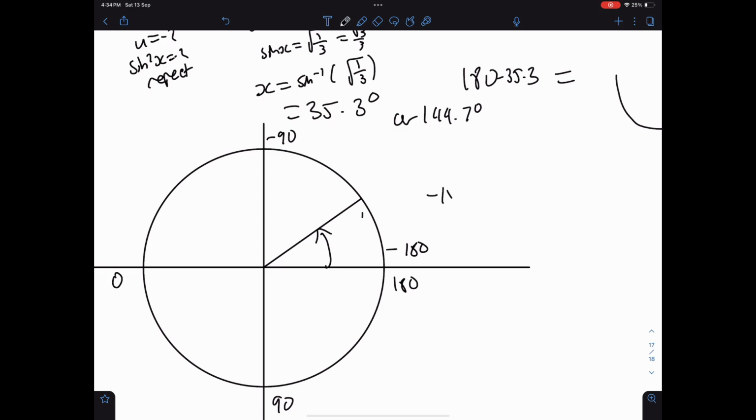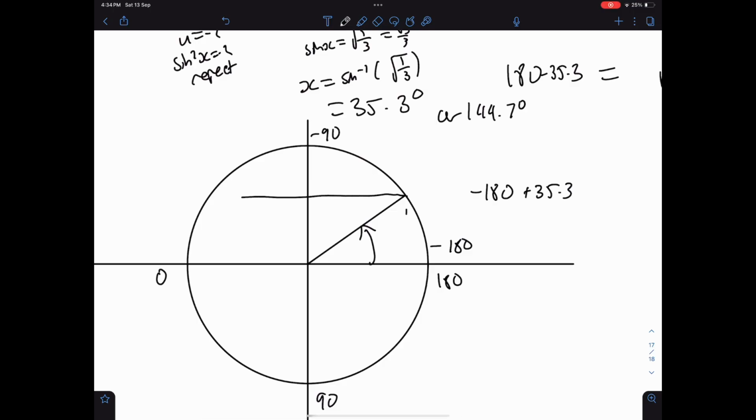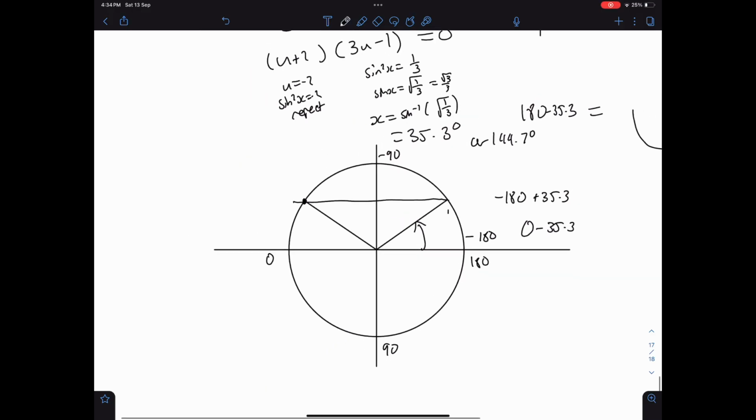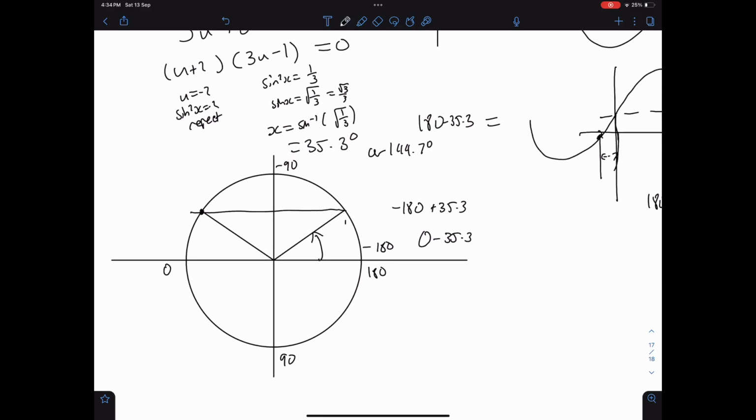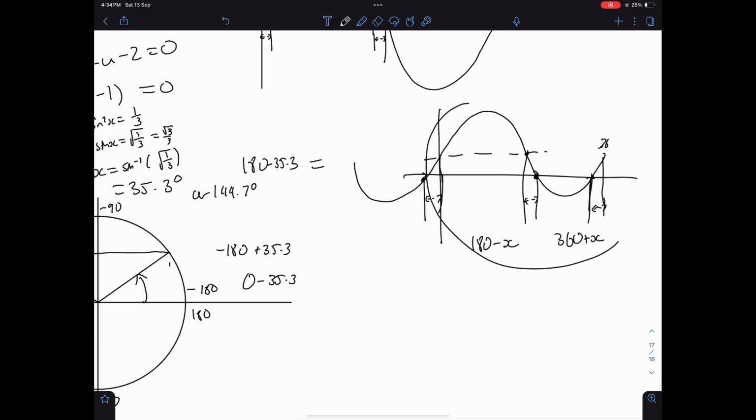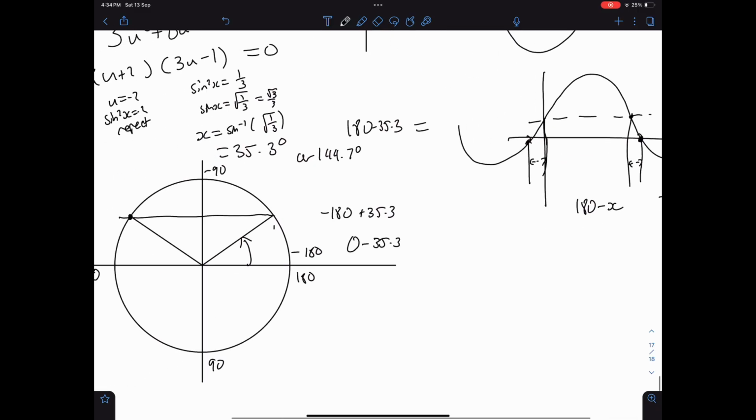And so that means we say, okay, minus 180, and we add the 35.3 to get that one. But remember, there's going to be another solution over here, because that sign's going to be the same. So what we'd do is I would do 0 minus 35.3 to get that other answer. So if you've got a funky domain, maybe use a unit circle, that might help. But in general, I tend to use the graph, but there are uses for the unit circle as well.